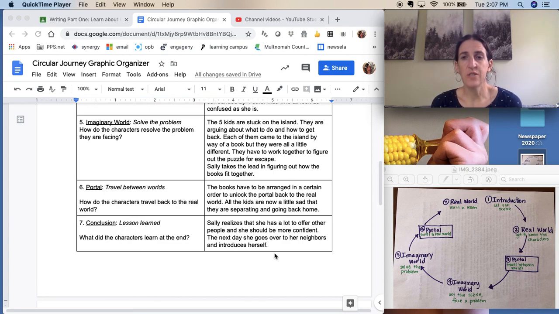And in the conclusion, what did Sally learn? Sally realizes that she has a lot to offer other people and she should be more confident. The next day, she goes over to her neighbors and introduces herself. So when she gets back to the real world, my lesson learned kind of connects to my introduction, setting the scene and her personality that was shown in the beginning of the story. So it all comes full circle.